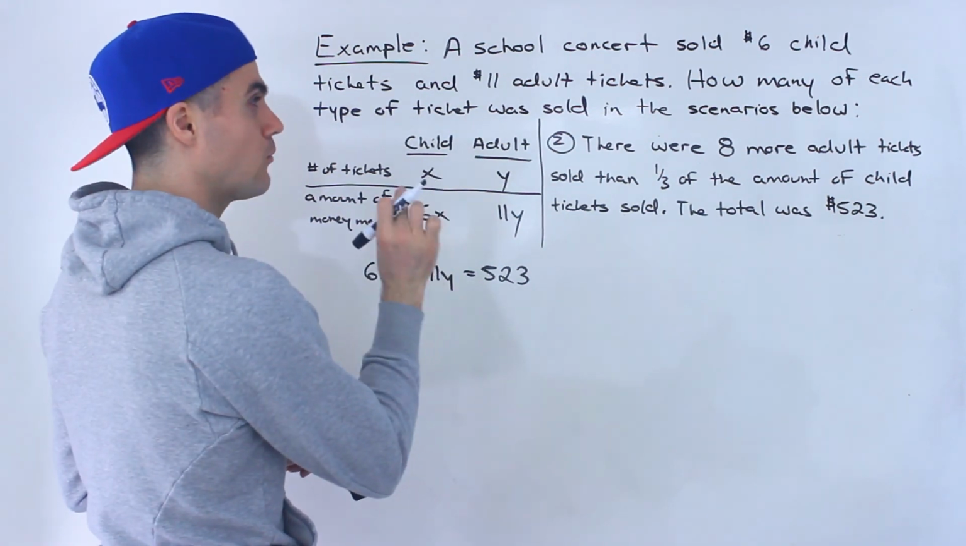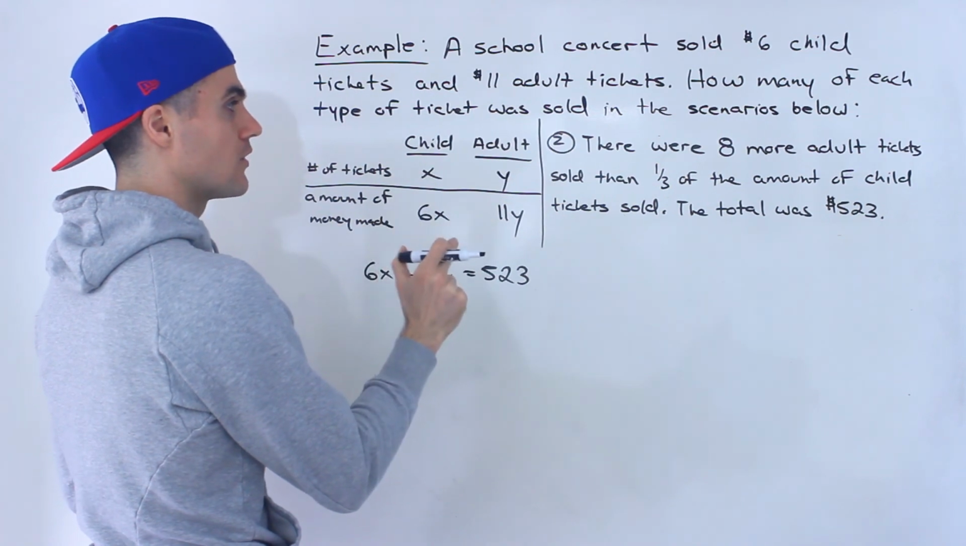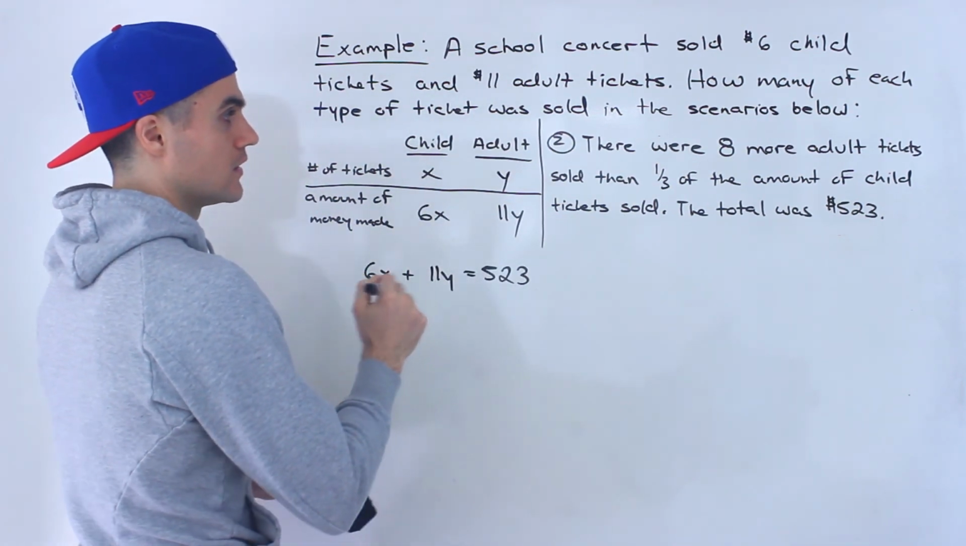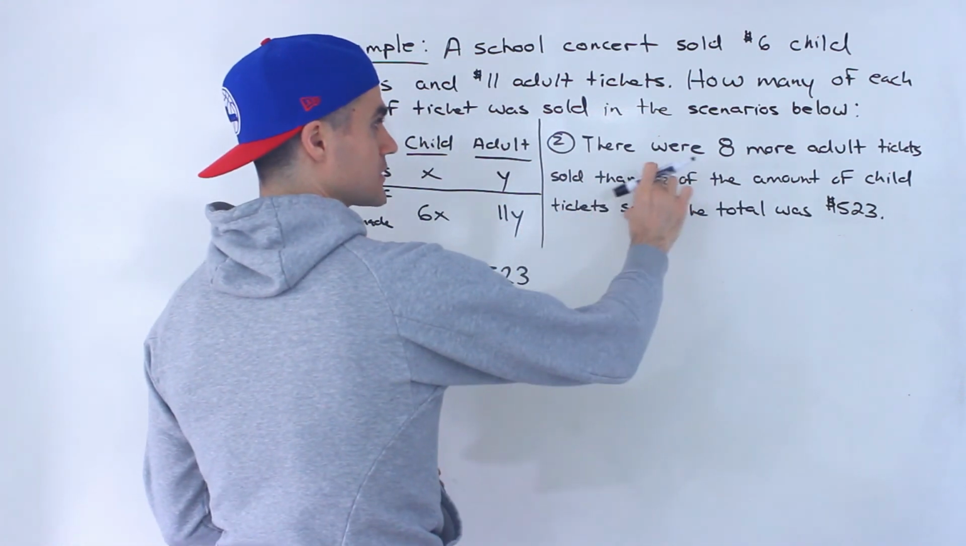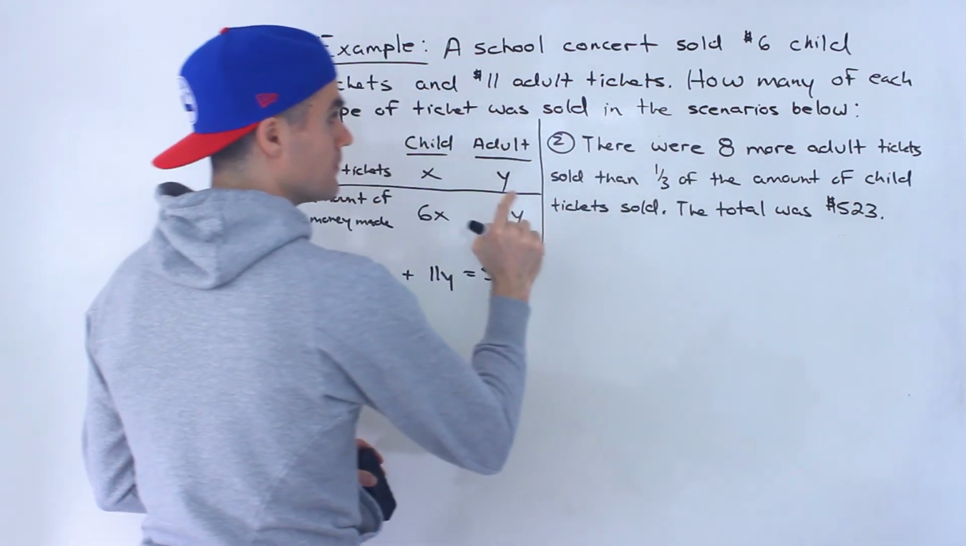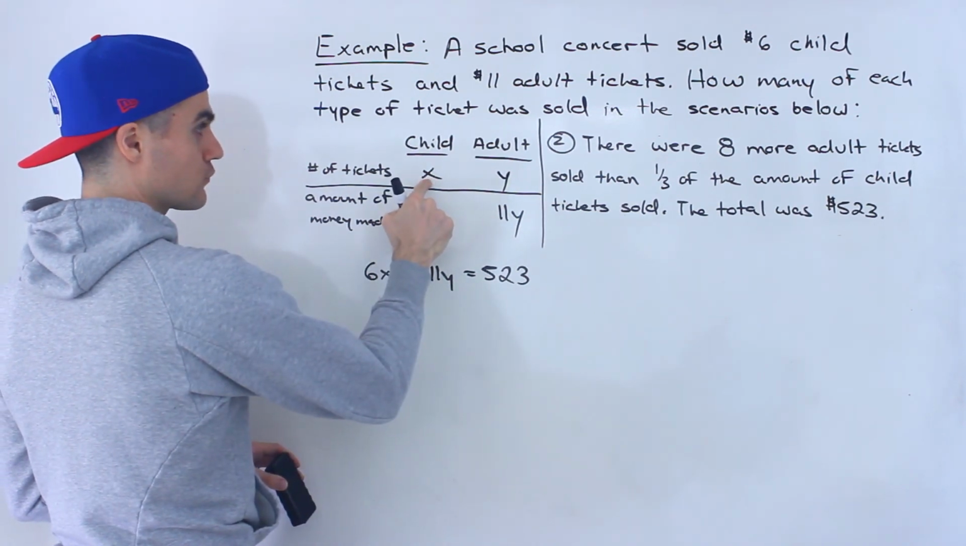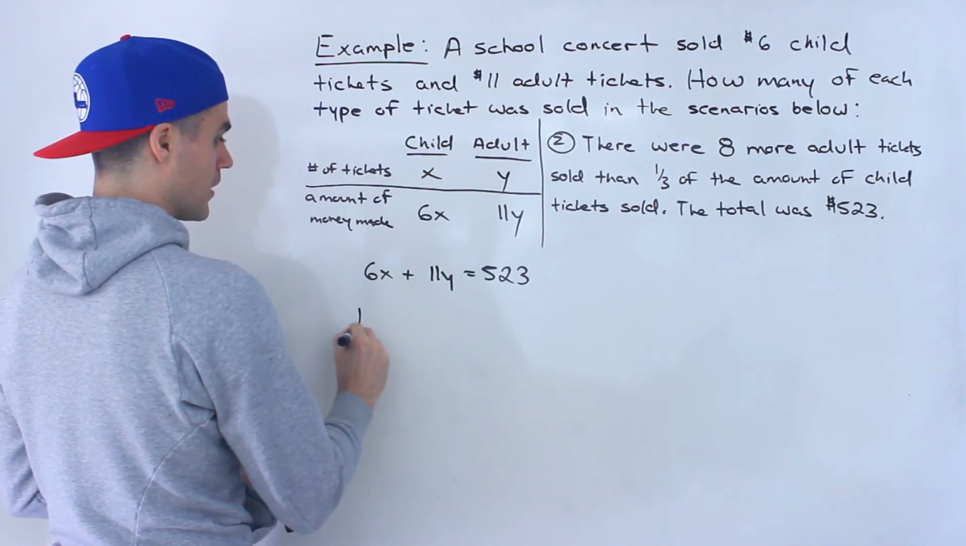So there were 8 more adult tickets sold than 1/3 of the amount of child tickets sold. So with these kind of sentences, a lot of times I like to go backwards. So 1/3 of the amount of child tickets sold. So we would take the number of tickets sold for children, multiply that by 1/3.